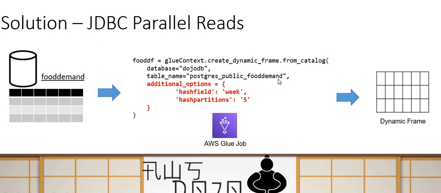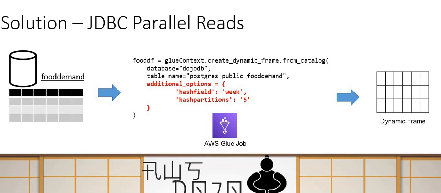The table name, there's no change in table name. The table name is the same. It's the same Glue catalog table name. And then we simply put some additional options here, which I've highlighted. These additional options actually allow parallel read. So first of all, I'm saying hash field equal to week, which means, hey, I want to make a parallel query based on week number to read the data. So I'm choosing week as the field on which I want to partition my data for the parallel read query.